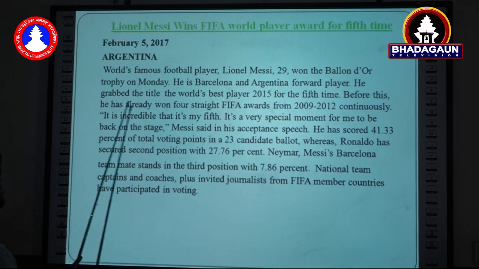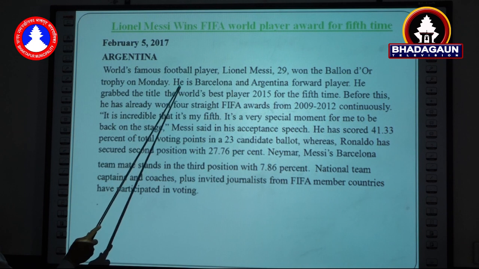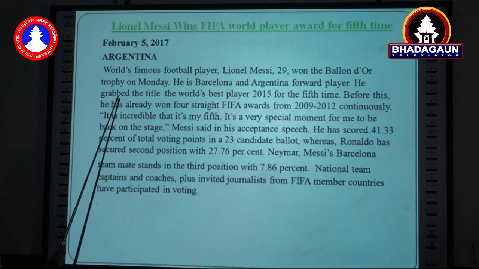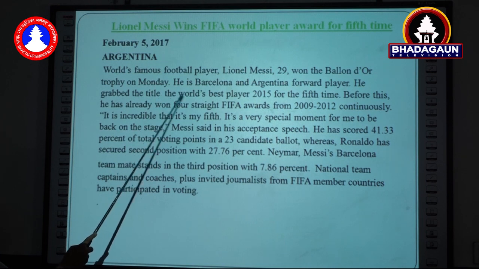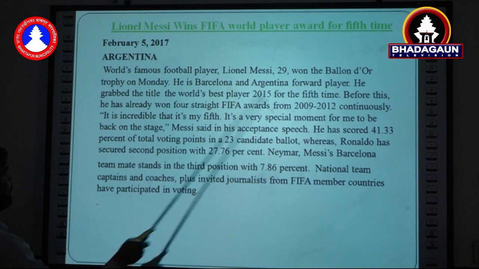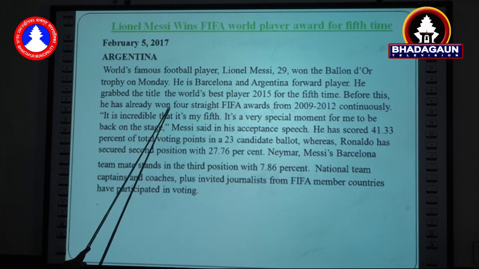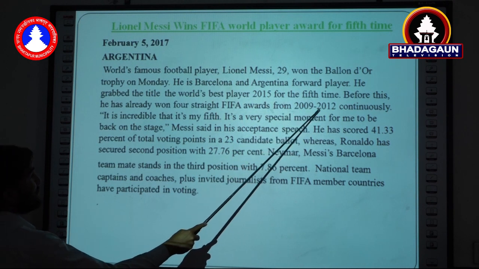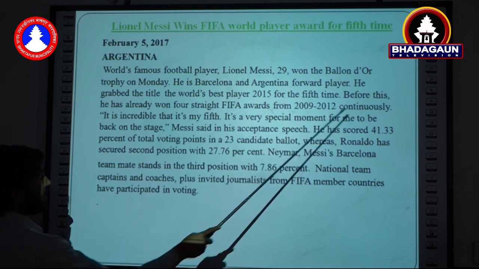World's famous football player Lionel Messi, age 29, won the Ballon d'Or trophy on Monday. He is a Barcelona and Argentina forward player. He grabbed the title, the world's best player 2015, for the 5th time. Before this, he had already won 4 straight FIFA awards from 2009 to 2012 continuously.